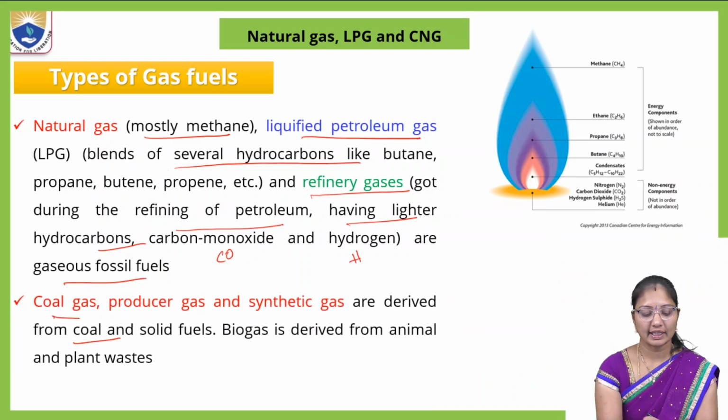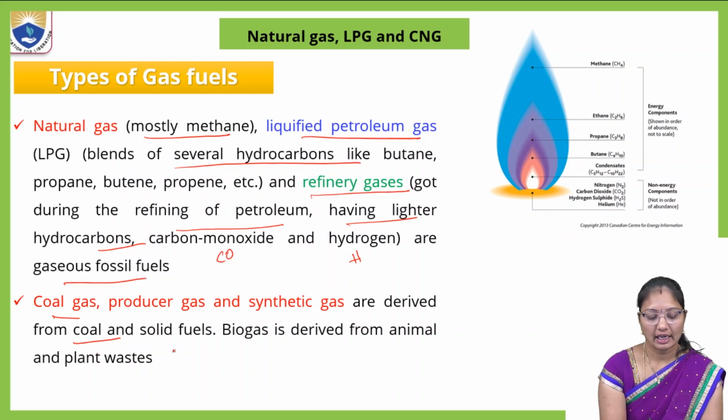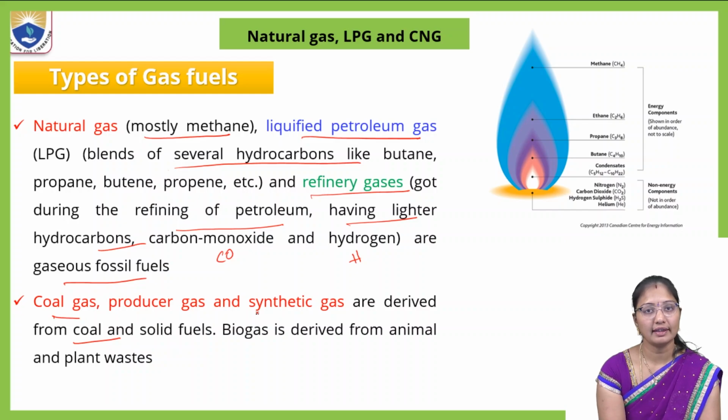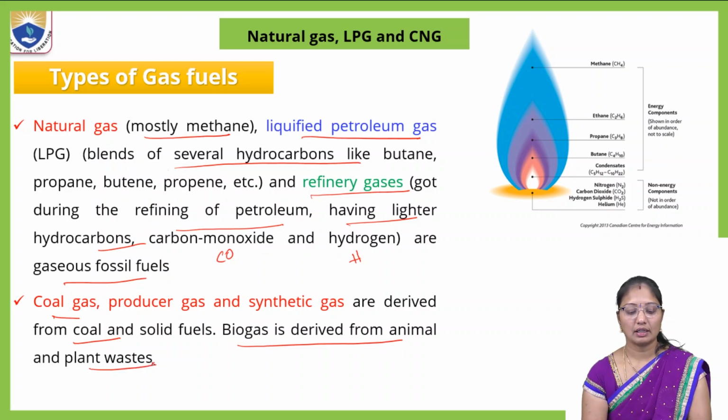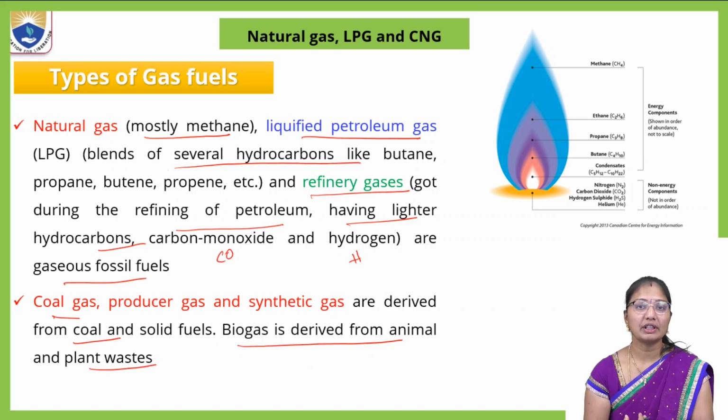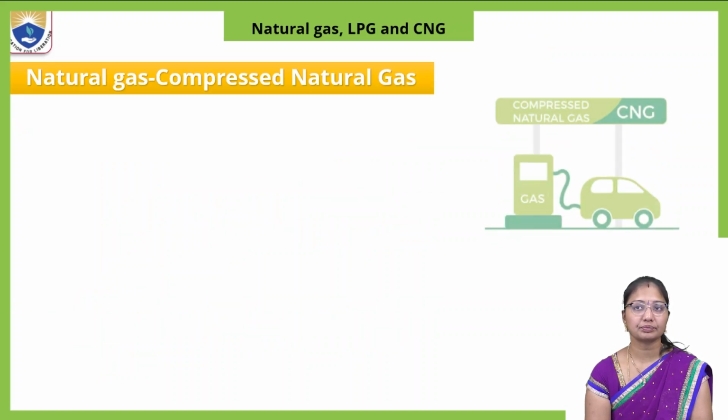This is the coal gas. Producer gas and synthetic gas are derived from coal. Coal is a solid fuel, and it produces coal gas, producer gas and synthetic gases. Biogas is derived from animal and plant waste. This is a man-made gas derived mostly from animal and plant waste. Under anaerobic conditions this biogas is prepared, which is nothing but methane.